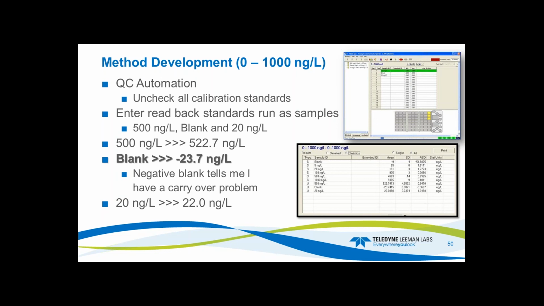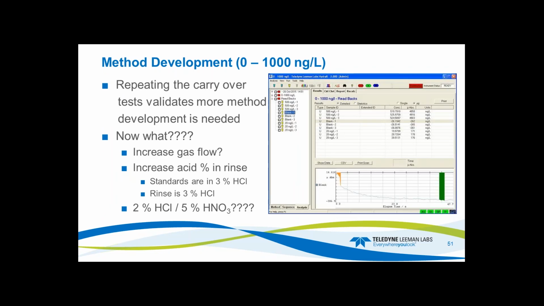So what am I looking at? That tells me with the negative blank, I'm going to have some type of carryover problem, so I need to fix it. And then the 20 came in at 22.2 nanograms per liter, so that's okay. So the method's almost set, but I have a blank issue. Anything below a 20, you wouldn't be able to report those values. Repeating the carryover test validates that I do have a problem.